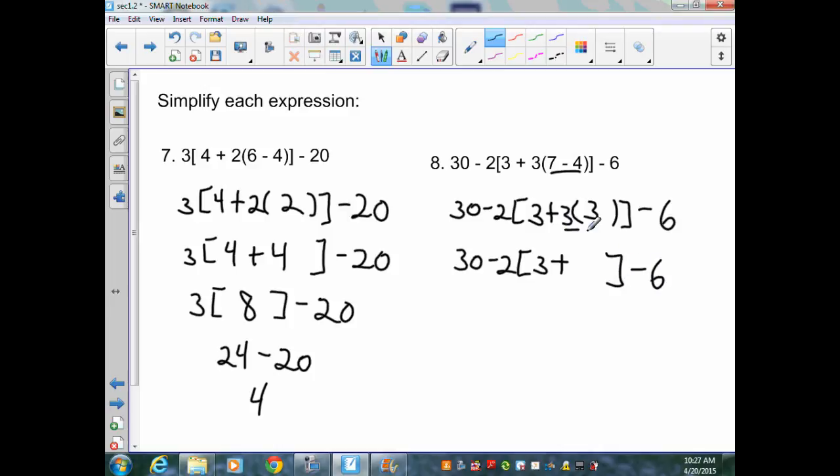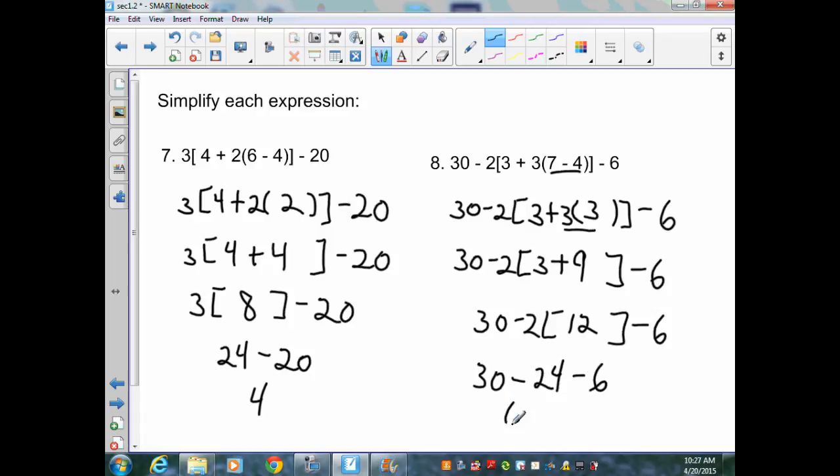And all I'm going to do is this little piece, 3 times 3, which is 9. Bring everything down again. 30 minus 2, and the minus 6. And inside my brackets, 3 plus 9 is 12. Now I bring down my 30, minus, 2 times 12 is 24, minus 6. 30 minus 24 is 6, minus 6, and my solution is 0.